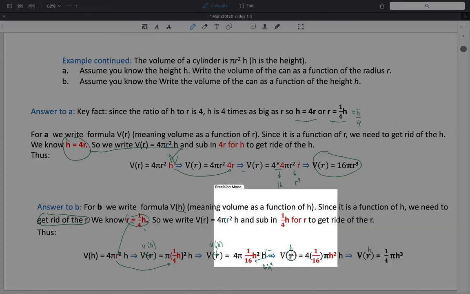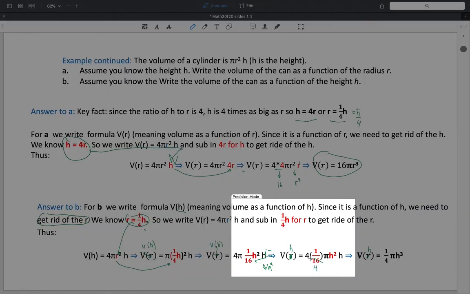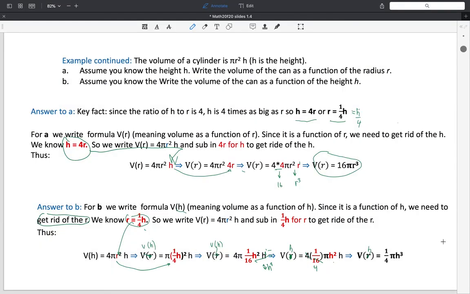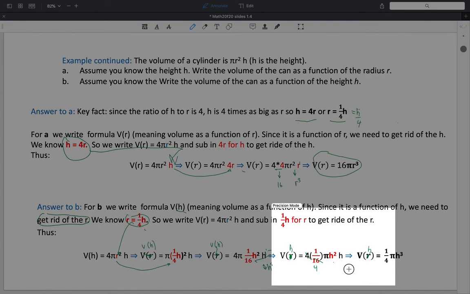And so V of h is going to be equal to 4 times 1 over 16. I can factor out a 4 from here, and that 4 cancels, and so I get 1/4. So my answer is going to be, let me write it down here, V of h equals 1/4 pi h cubed. And that's my answer. Okay, and that's it for today. Thank you.